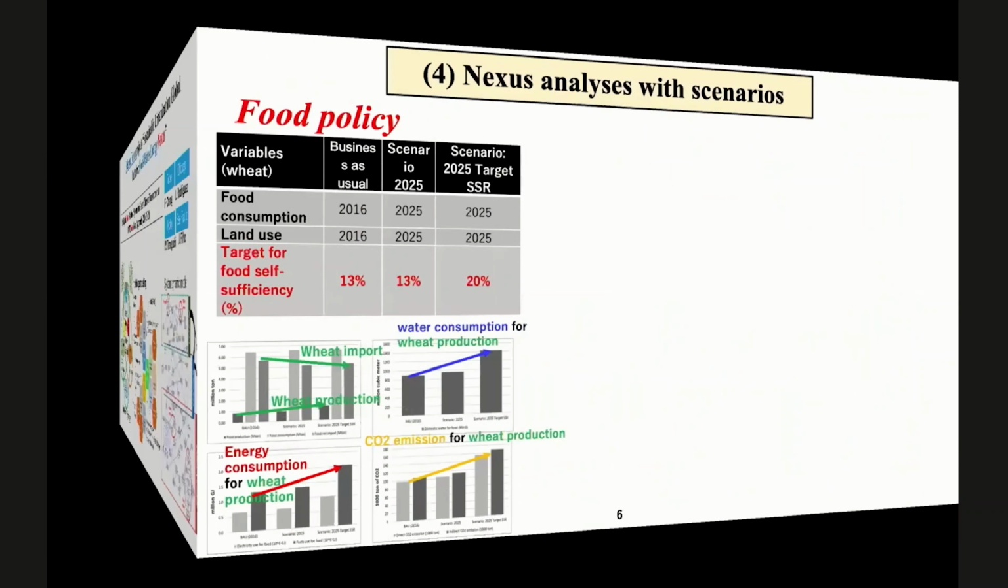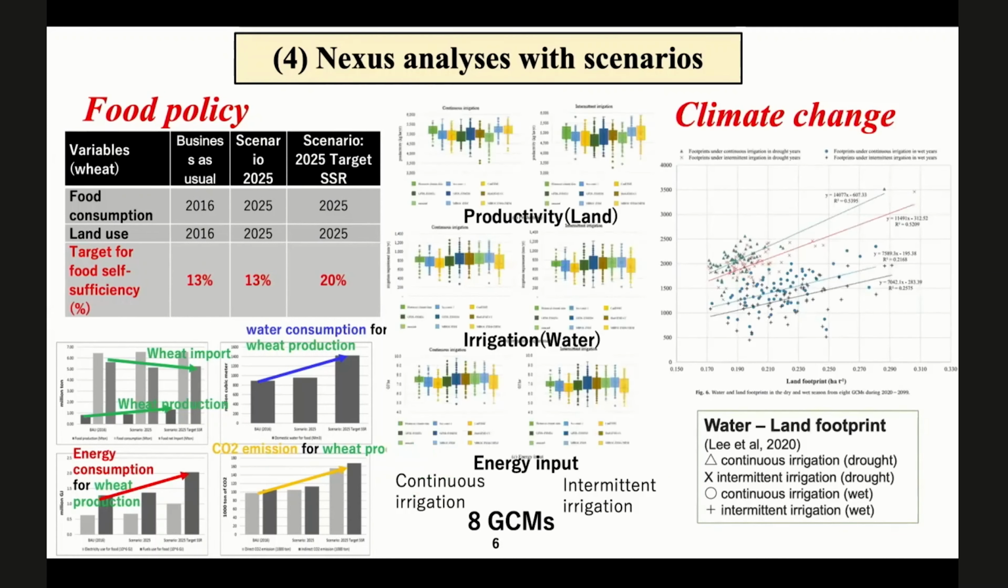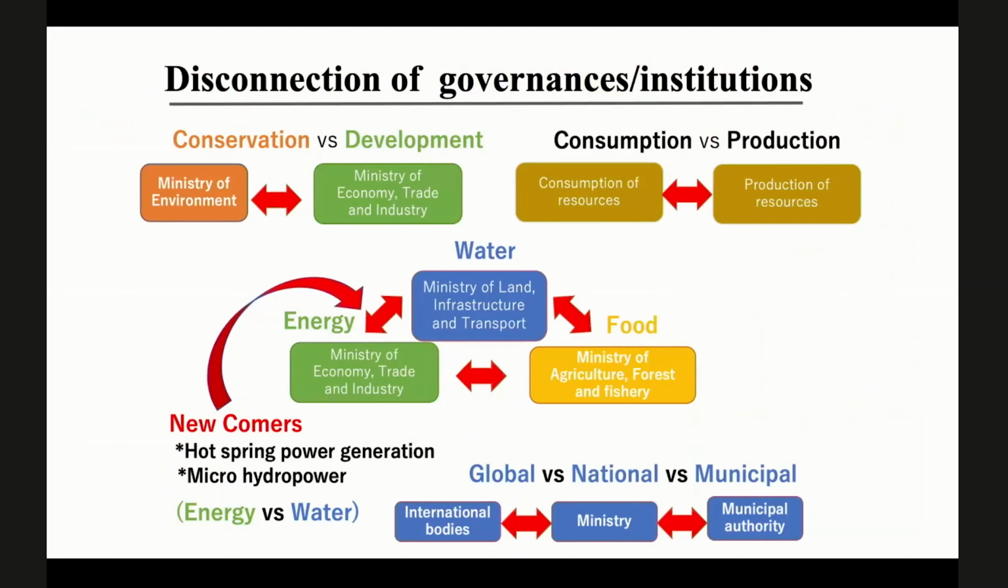There are several scenarios we have developed, including food policy. When we increase the food sufficiency ratio, how much do the water and energy change? We are also concerned about the climate change scenario, and we conducted the 8 GCM models to predict how much the nexus changes.